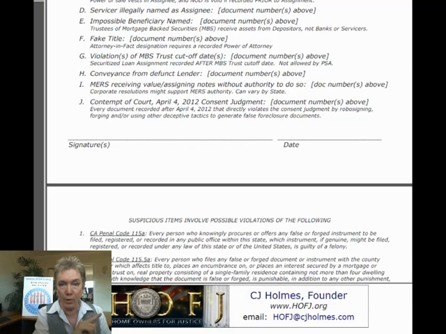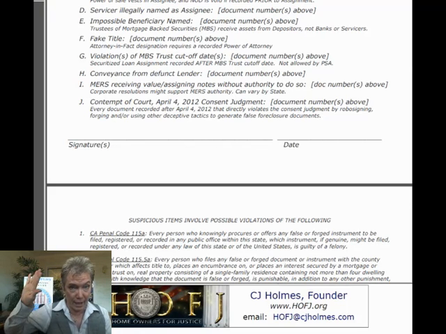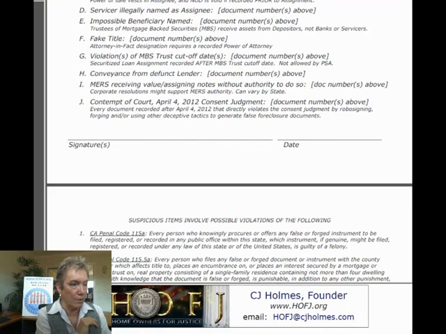So it's very important that everybody, whether you're fighting it, or haven't even gotten a notice of default, there are some things you can do and should start doing right now to push that off, but also those that have lost their homes to foreclosure. Here's MERS receiving value or assigning the notes without the authority to do so. Many courts have said, particularly in bankruptcy, that MERS may have authority to do something with the deed of trust, but has no authority to manipulate the loan, to assign that loan, the note.